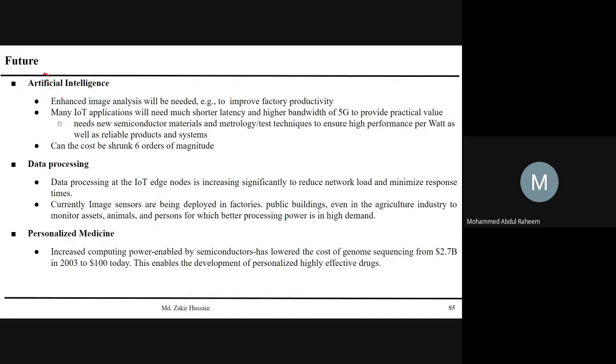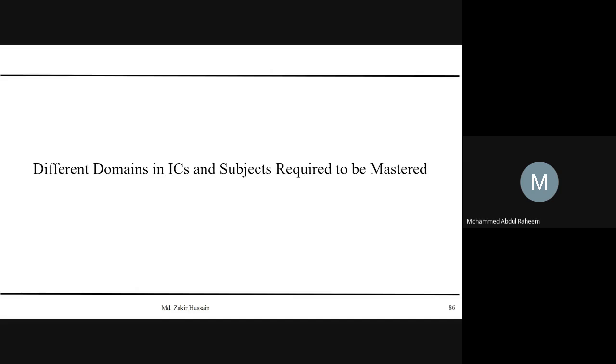In the future, we are talking about artificial intelligence, data processing, which I just spoke about, and personalized medicine. These are the future challenges that we have to address. If we, electronics and communication engineers, can come up with innovative ideas in circuit development and processor development, then artificial intelligence is possible. Artificial intelligence can really benefit only through ECE, electronics and communication engineering. So I hope, guys, you will take this seriously, and from now on you will not be distracted.